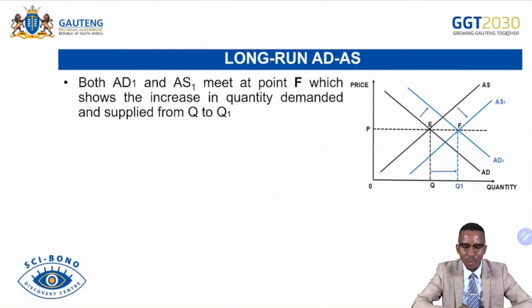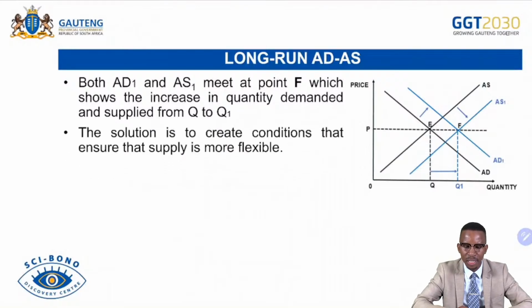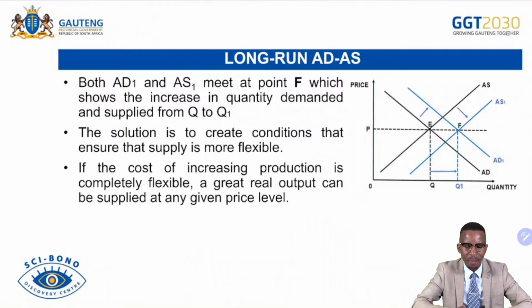Both AD1 and AS1 meet at point F, which shows the increase in the quantity demanded and the increase in the supply also from Q to Q1. The solution is to create conditions that ensure that supply is more flexible so it responds quickly to the change in aggregate demand. If the cost of increasing production is completely flexible, a greater real output can be supplied at any given price level.